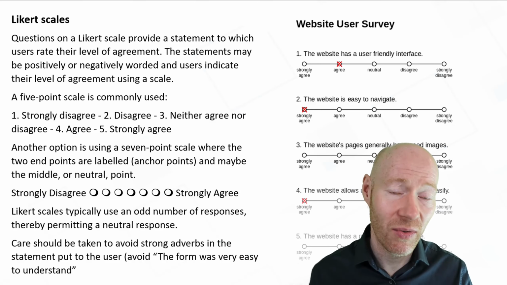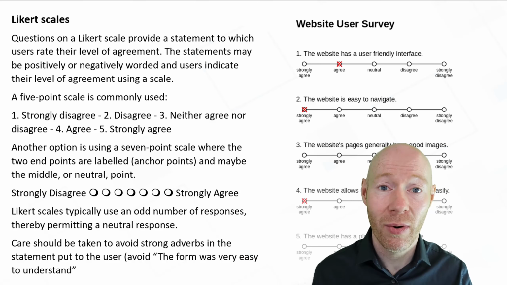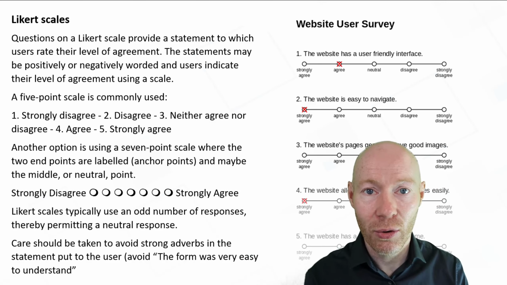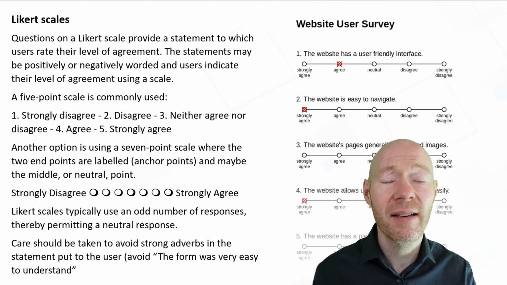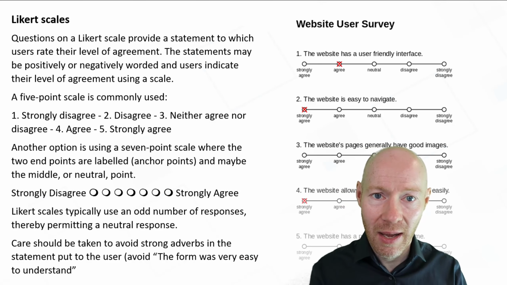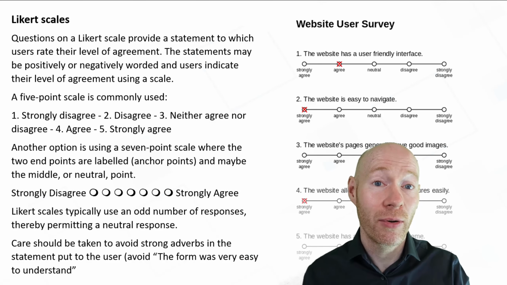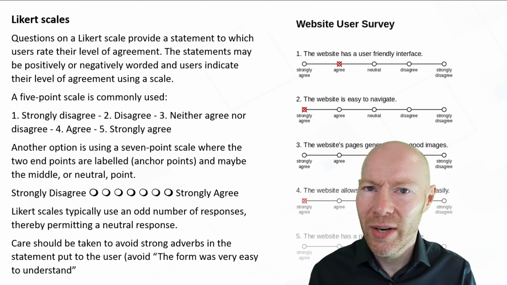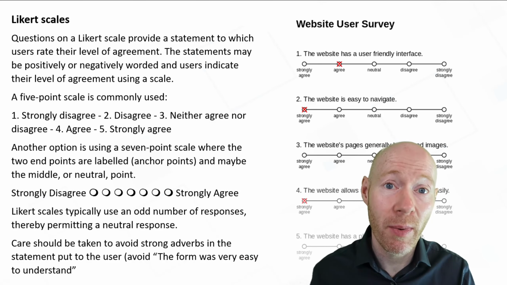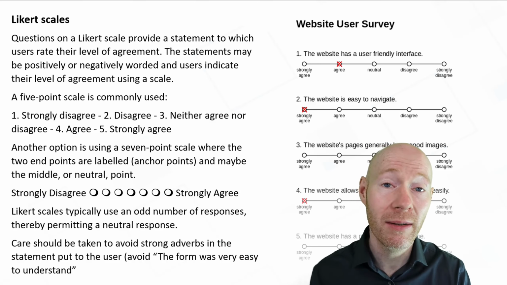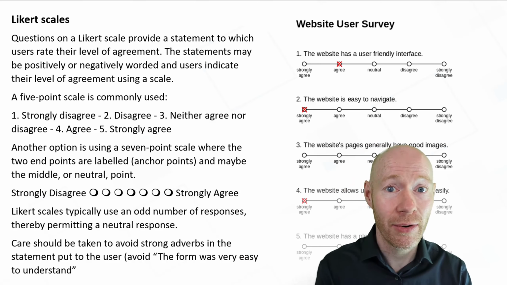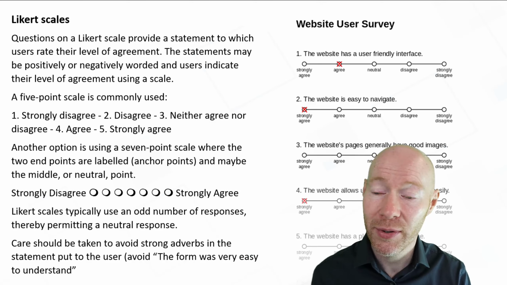A 5-point scale is very commonly used, where you would have options from strongly disagree all the way across to strongly agree, with a neutral point in the middle. You can also see it expressed as a 7-point scale, where again we have our anchor points, strongly disagree, strongly agree, and the user indicates where their value fits across that scale. For Likert scales, not always, but typically they use an odd number of responses. That means there is a middle point, and that middle point represents neither a disagree nor an agree response. It's a neutral response.